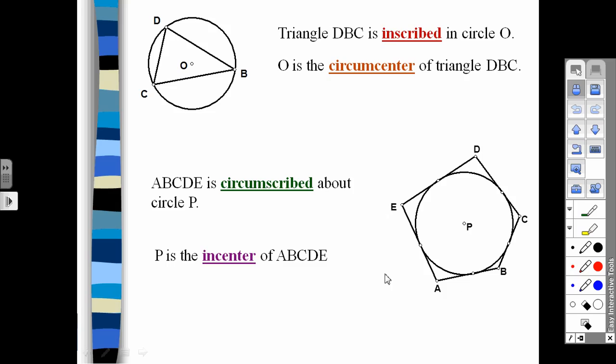All right, so there's some vocabulary for you. You just need to know this because sometimes they'll describe a diagram using these words, inscribe and circumscribe, so you need to know what they're talking about.